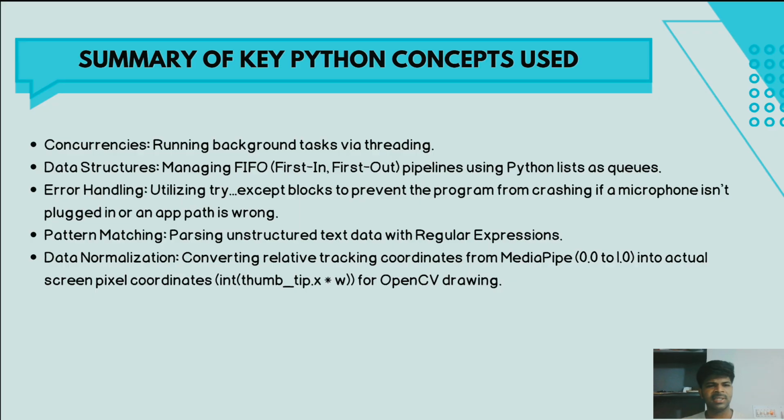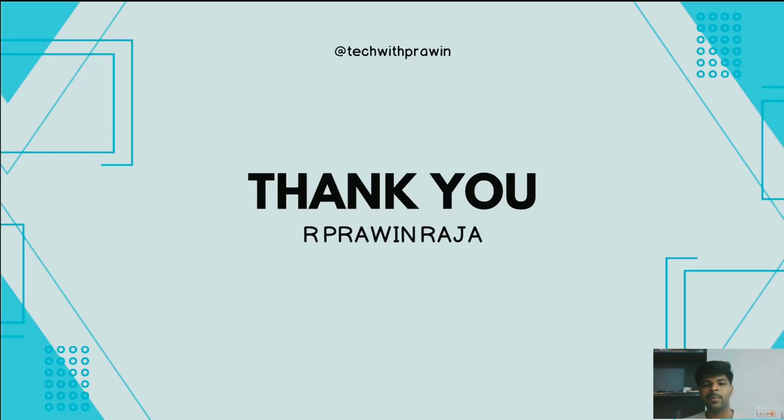So let's see the summary of key Python concepts used. First, concurrency, running background tasks with threading. Data structures, managing FIFO, first in first out, pipelines using Python. Error handling, pattern matching, data normalization. These are all the different types of backend programs we have done in day 1. This is day 2, and I have broken down different parts, different types of code involved in this Python.